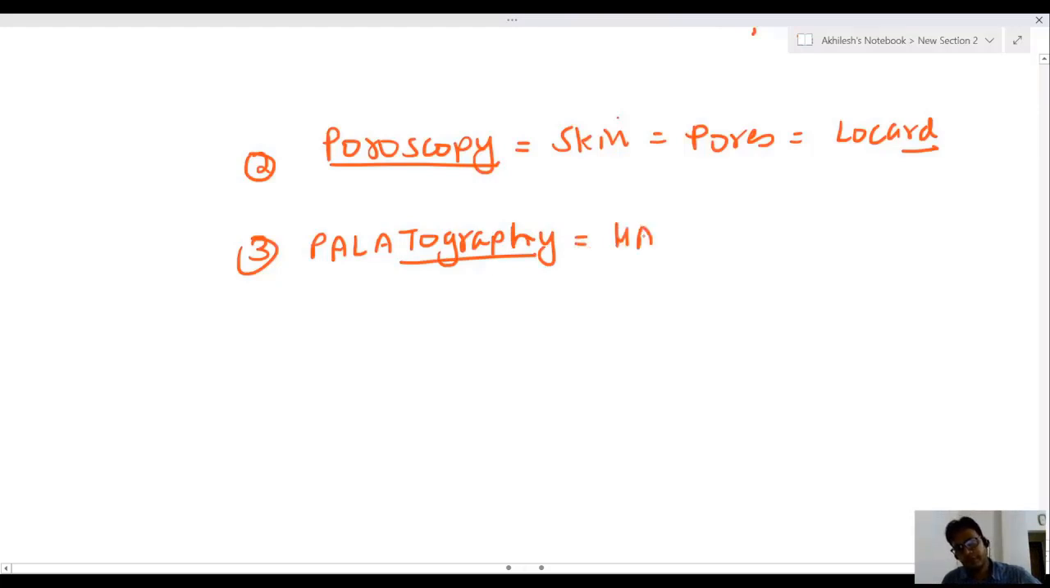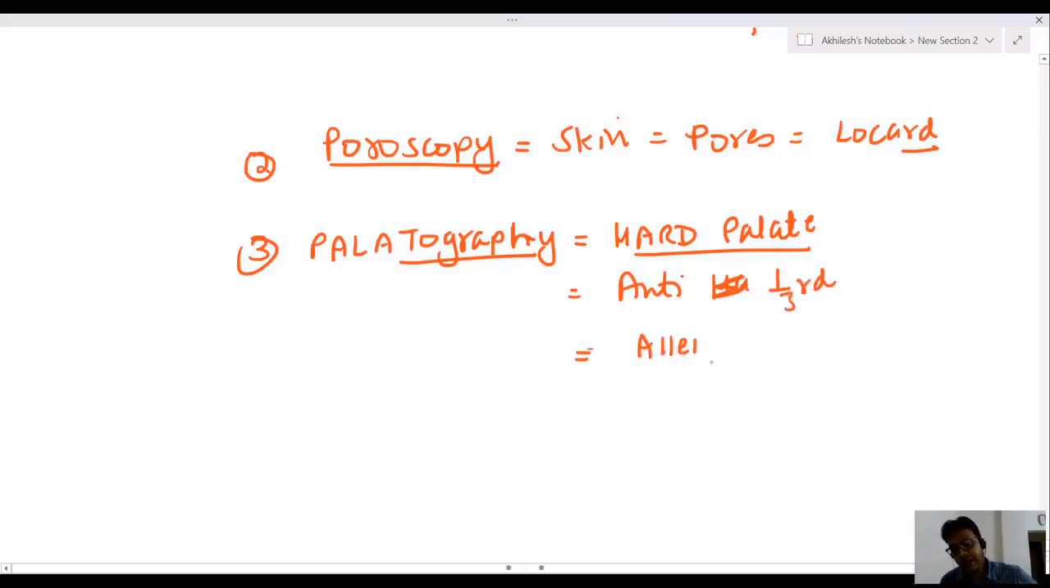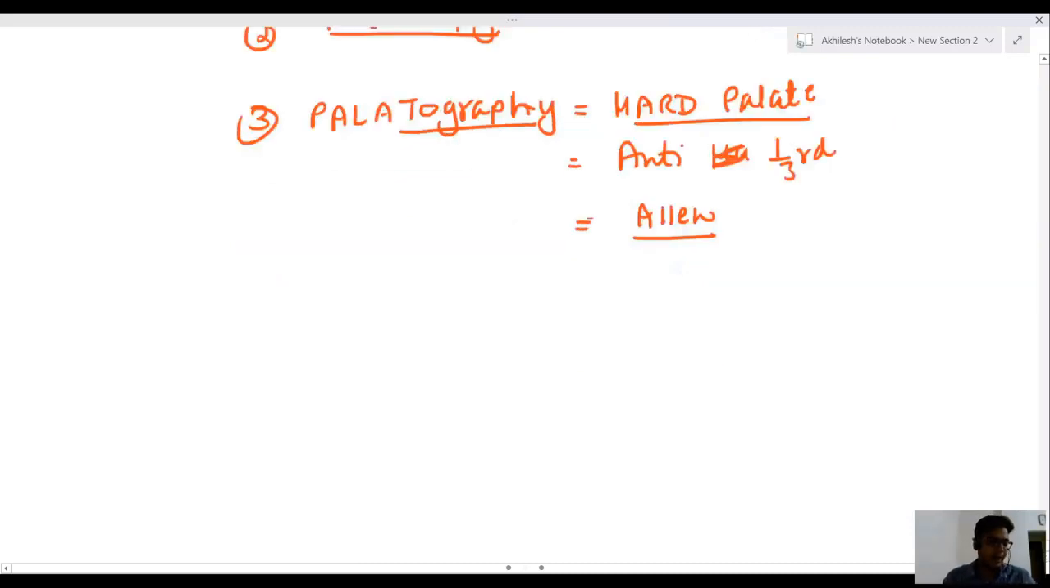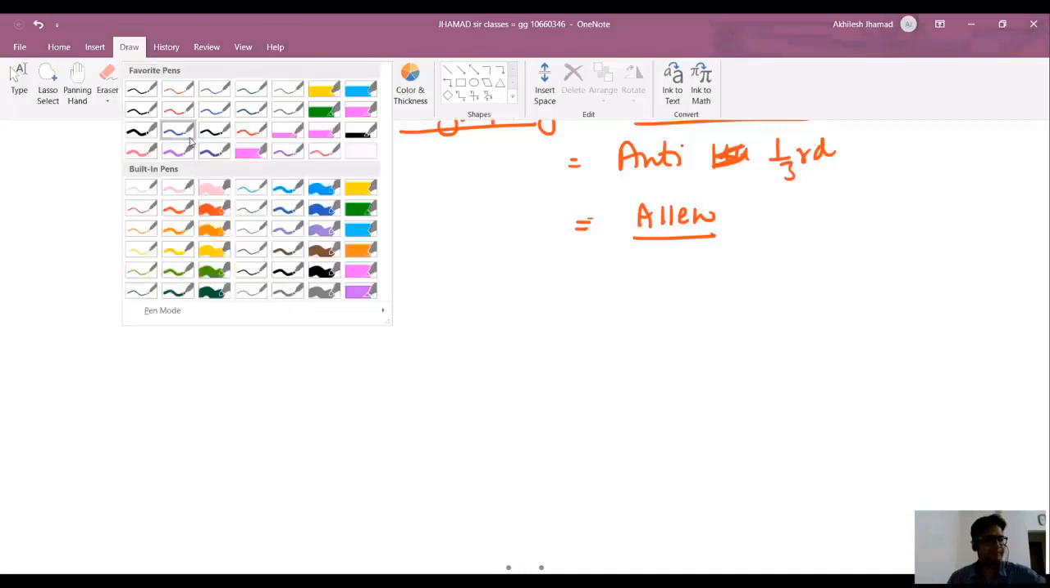Palatography. Sir, hard palate. Study of hard palate is known as palatography. Specially, we take the anterior one third of the hard palate, and it was discovered by Allen. This is known as palatography.